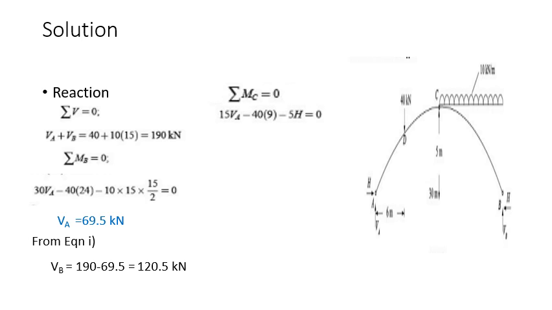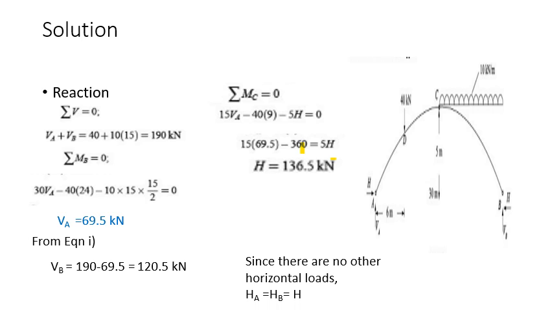So VA we have already found out, 69.5, only unknown is H. So substitute, solve, you get H as 136.5 kilonewton. So if you solve up to here properly, then half of the work, 50% of the work is done. Next is to find out the internal forces just by remembering the formula and applying.